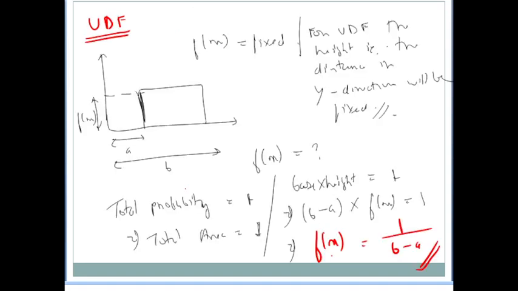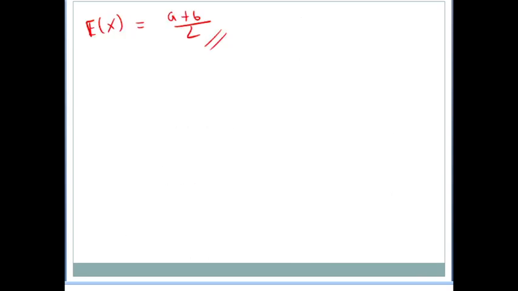Let's add few more slides. Okay, in case of UDF, this will be 1 by b minus a. Now let's discuss about the expected value in case of UDF. The expected value in case of UDF will be a plus b by 2. So we know what is a, this is a, this is b. The expected value or the mean will be a plus b by 2.